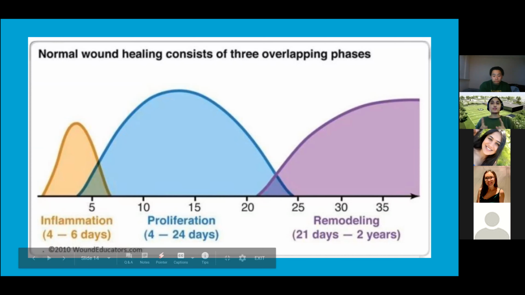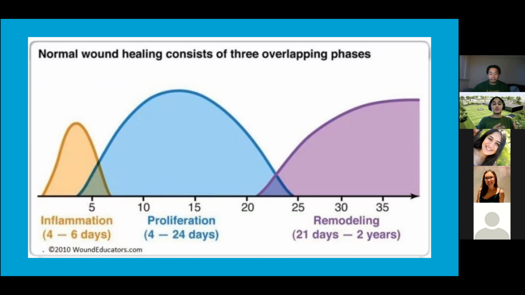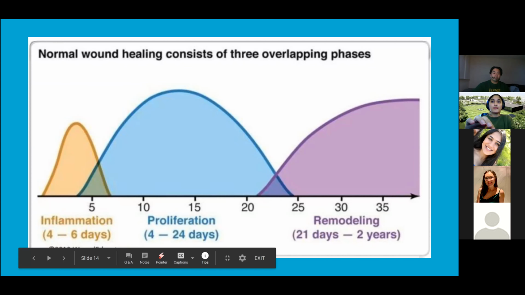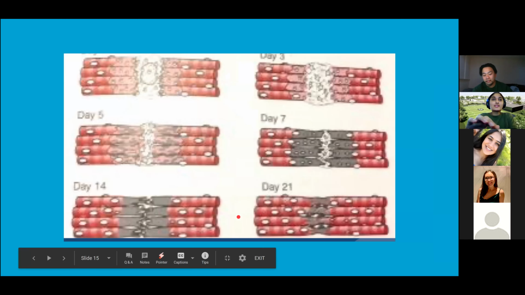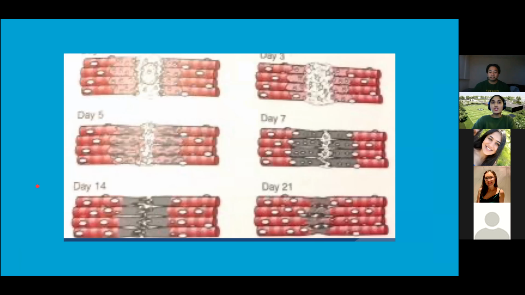And then something else that I really wanted to point out that's important is it's not just inflammation, proliferation, and remodeling. There's this overlap between those phases, right? So inflammation and proliferation will overlap, and then proliferation and remodeling will also overlap, okay? That's important to know and to point out here.